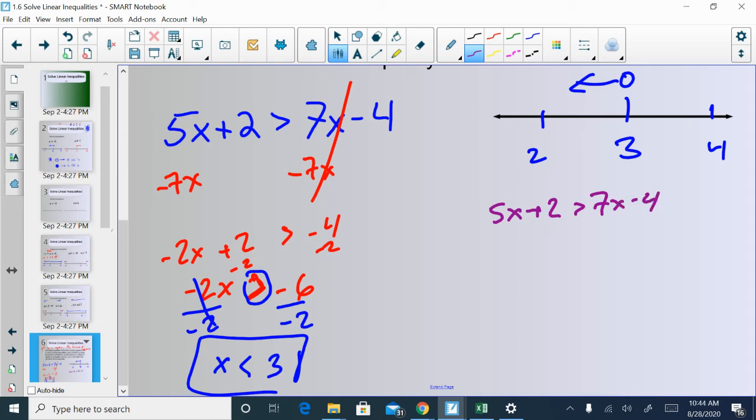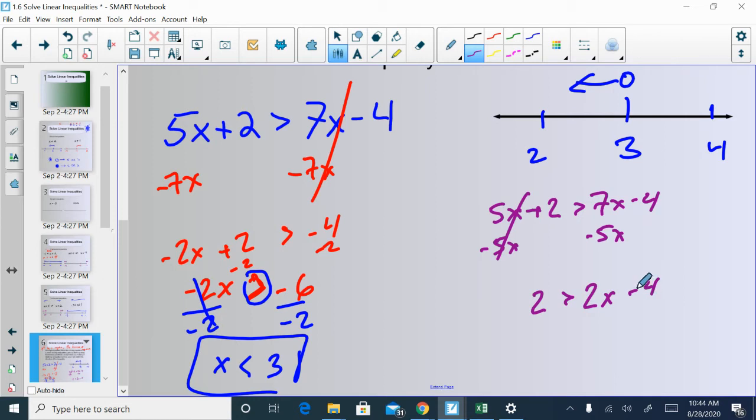And actually not really even smarter, I shouldn't say that. It's just a different approach. If we recognize that we don't want to have negative x's, right? Like here, before we subtracted the 7x to this side, I could decide to move this 5x to this side instead. So I'd subtract 5x, subtract 5x. We'd have 2 is greater than 7x minus 5x is 2x minus 4.